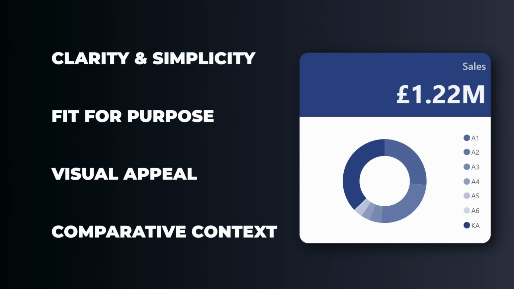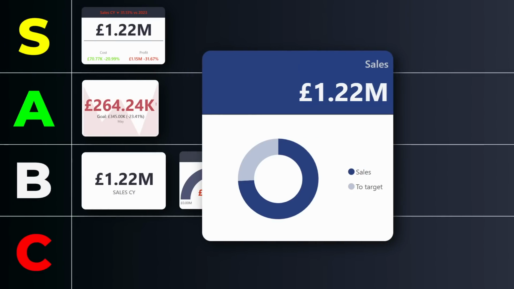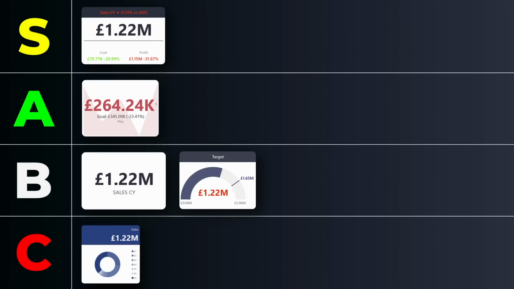The donut chart. Yes, you heard me right, you could create a KPI card from a donut chart. Simplicity? Not so much. Fit for purpose? Not necessarily. Visual appeal? Not always, but there are specific uses. See my other video about target visuals. Comparative context? Yes, it does score good points here. But I've noticed that my only use for it is for targets alone, so for that reason it goes to the bottom.